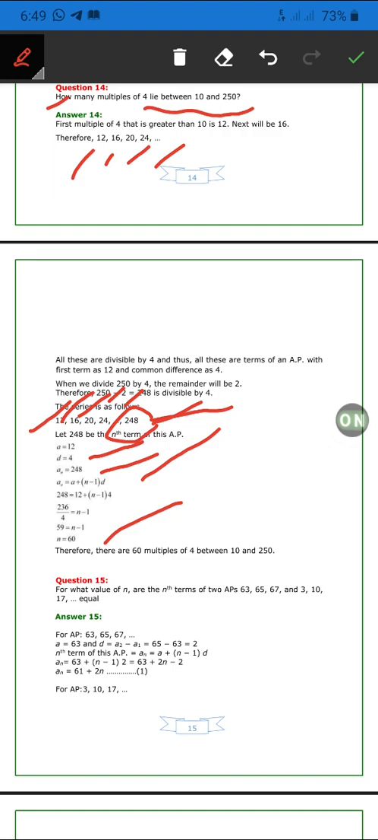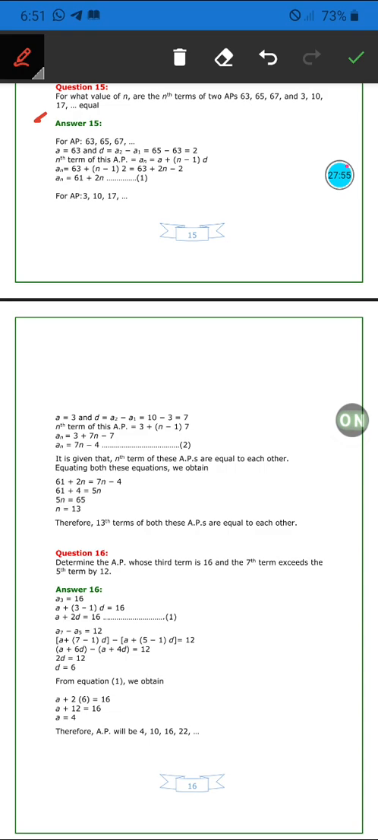OK, next, 15th question. For what value of N, ಅಂದರೆ N ಯಾವ ಬೆಲೆಗೆ? ಸೊ nth term of 63, 65, 67 and 3, 10, 17. There are 2 APs here. ಫಸ್ಟ್ AP ಯಾವುದು? 63, 65, 67 ಮತ್ತು 3, 10, 17. ಎರಡರದ್ದು nth ಟರ್ಮ್ ಈಕ್ವಲ್. ಹಾಗಾದರೆ ಅದು ಏನೋದನ್ನು ನಮಗೆ ಗೊತ್ತಿಲ್ಲ. ಸೊ ಒಂದು ಫೈಂಡ್ ಔಟ್ ಮಾಡಬೇಕು. ಅಂದರೆ ಫಸ್ಟ್ AP ಇದು AN ವ್ಯಾಲ್ಯೂ ಕಂಡುಹಿಡಿಯಬೇಕು, ಸೆಕೆಂಡ್ AP ಇದು ಸಹ AN ವ್ಯಾಲ್ಯೂ ಕಂಡುಹಿಡಿಯಬೇಕು. So put the same formula. What is that? An equal to A plus N minus 1 into D.